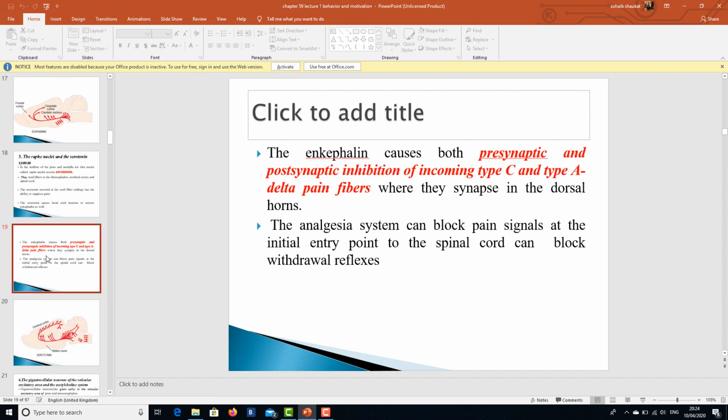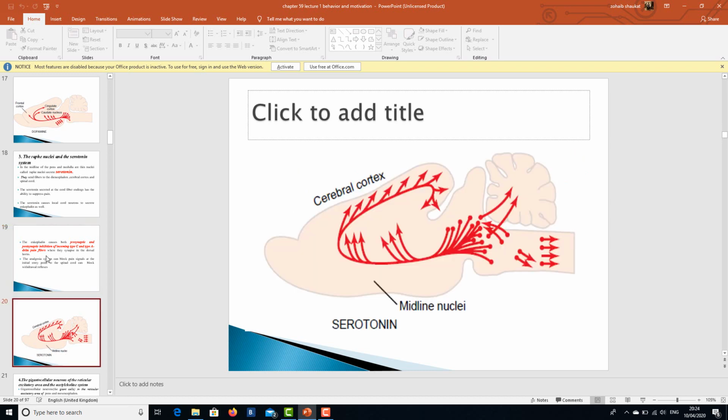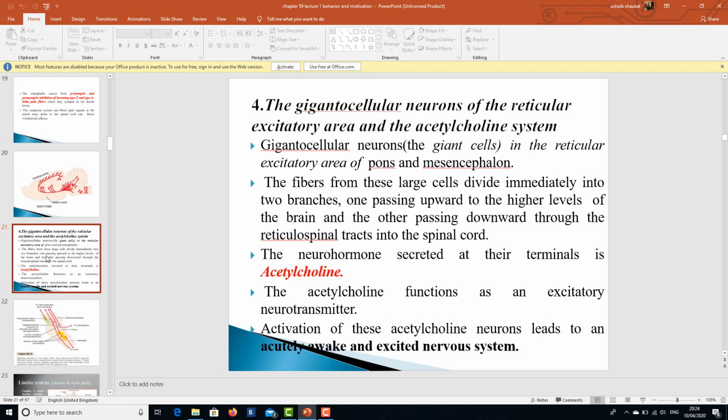The enkephalin causes both presynaptic and postsynaptic inhibition of incoming type C and type A delta pain fibers, where they synapse in the dorsal horns. The analgesia system can block pain signals at the initial entry point to the spinal cord and can block the withdrawal reflexes. You can see how they are acting.